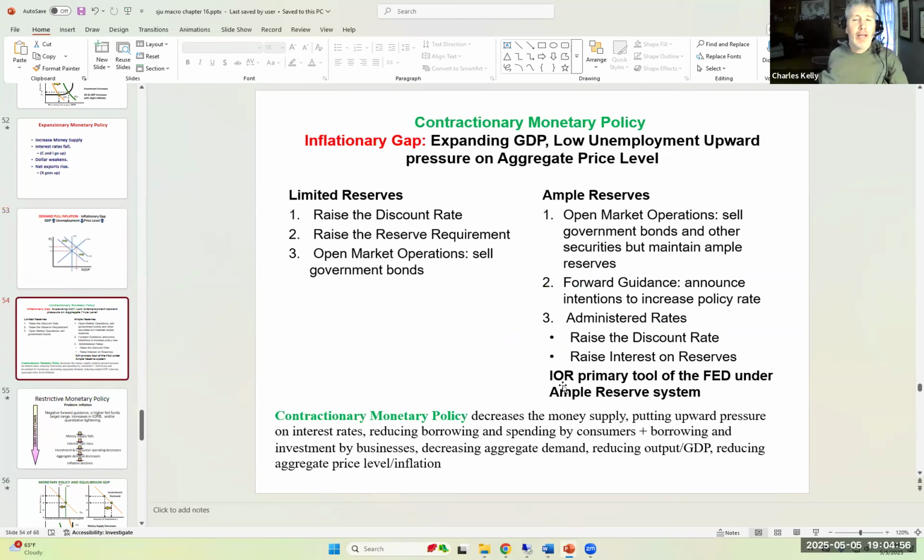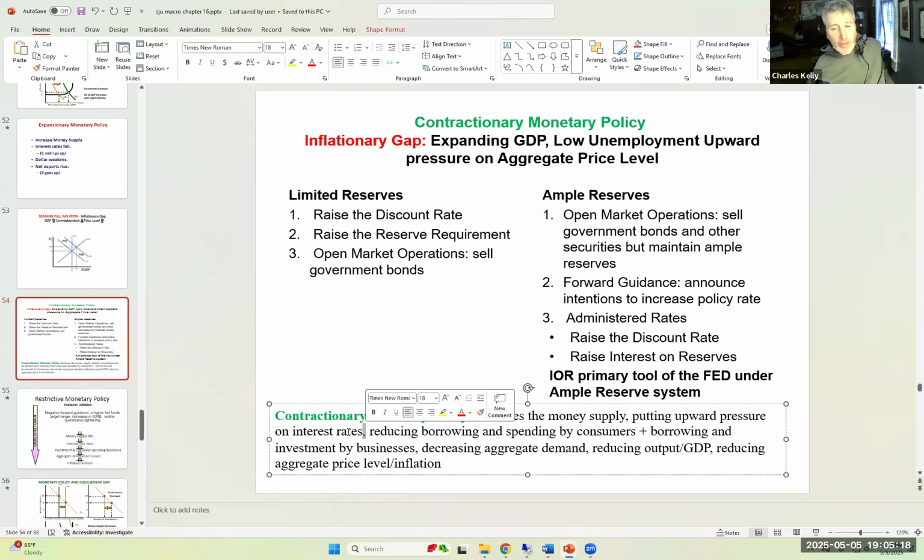Again, here are the particulars. Whether it's limited reserves or ample reserves, you need to know the basic, straightforward idea. The Fed wants to push up its policy rates. How do they do that? They will decrease the money supply to put upward pressure on interest rates. Where do they start? They're going to start by increasing the FFR.